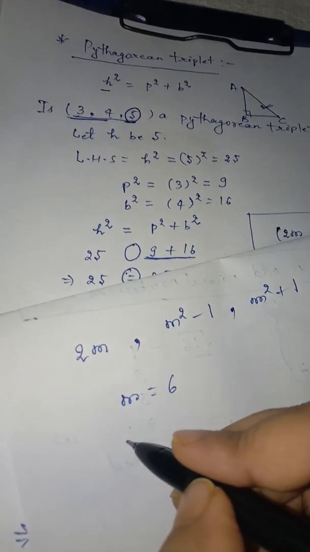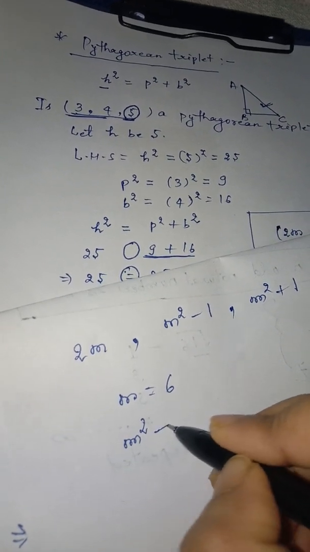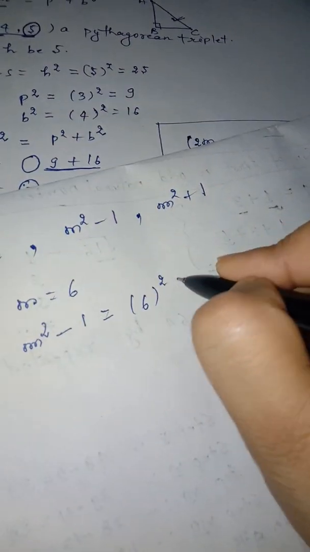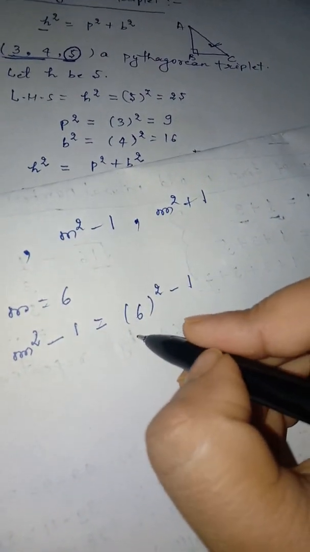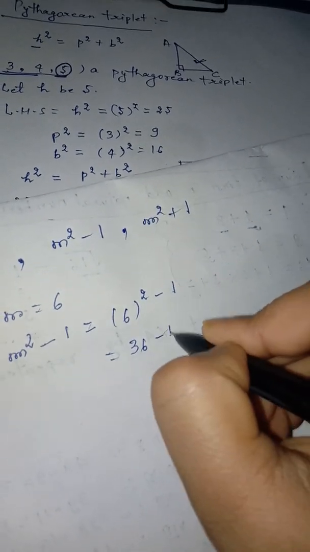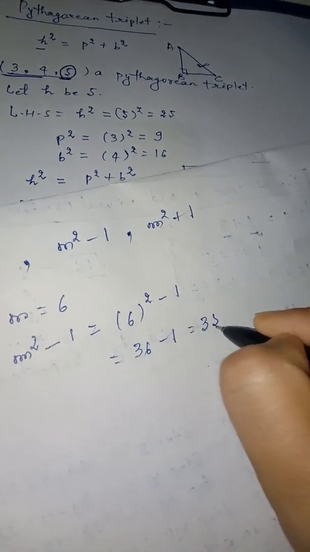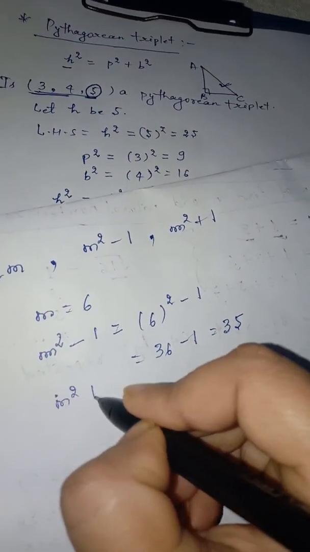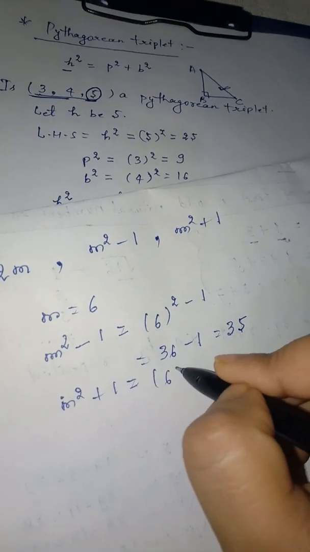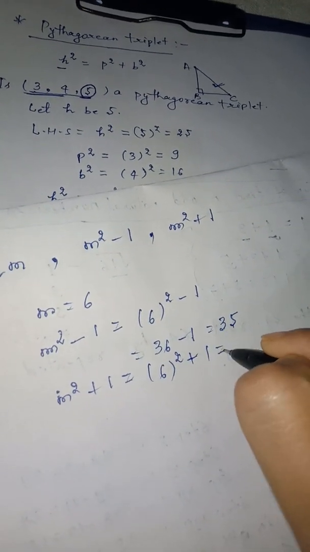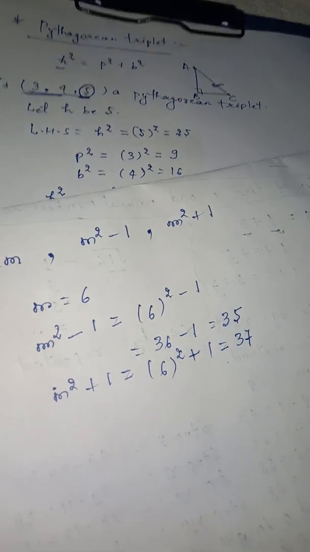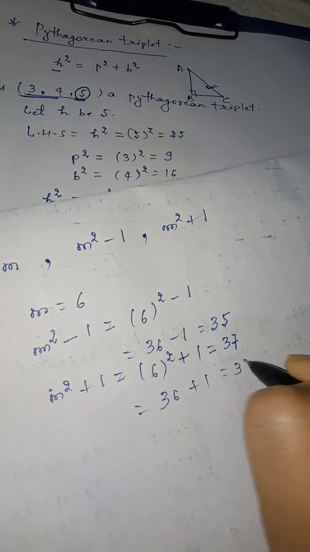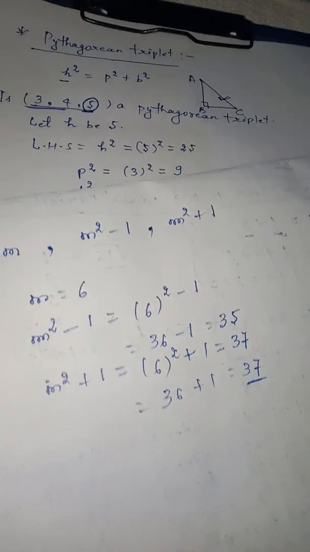We will find m square minus 1. This is 6 square minus 1. 6 square equals 36, minus 1 gives 35. Another number, m square plus 1. So 6 square plus 1, 6 square means 36 plus 1. So finally we will get 37.